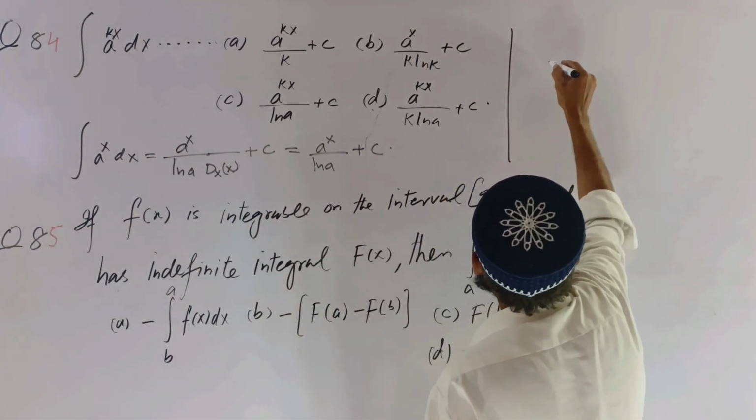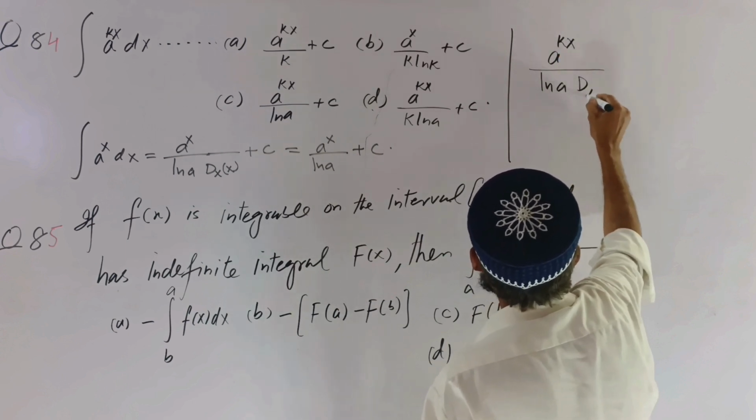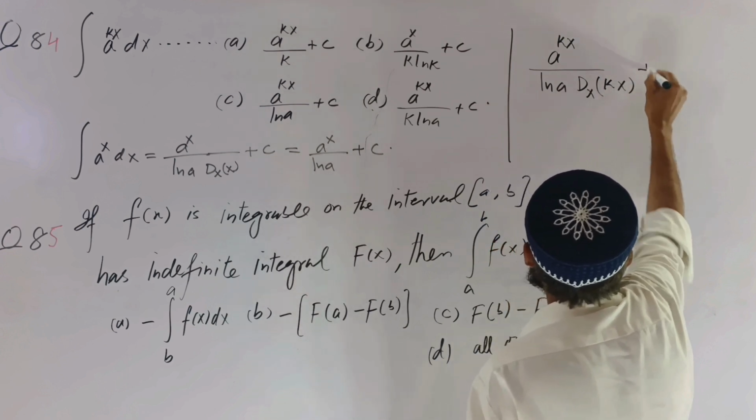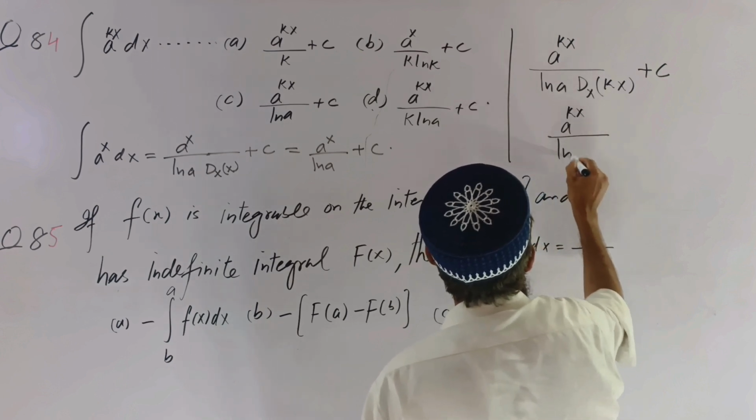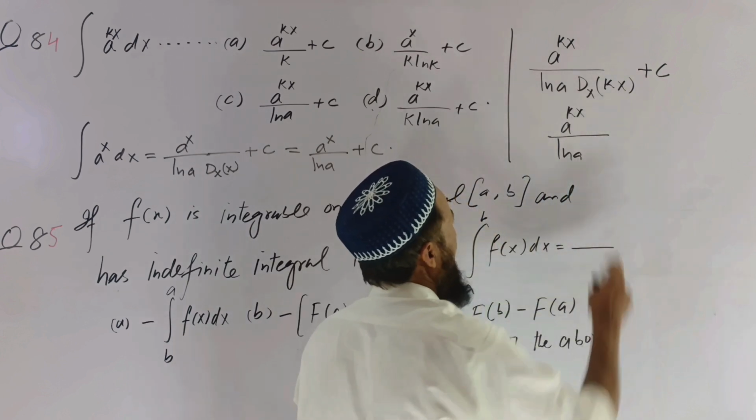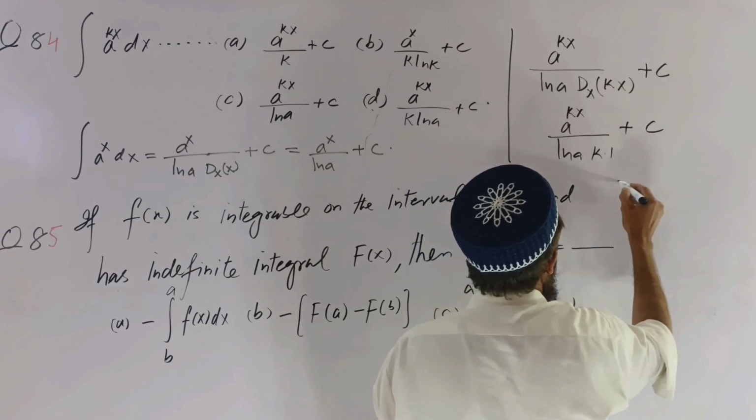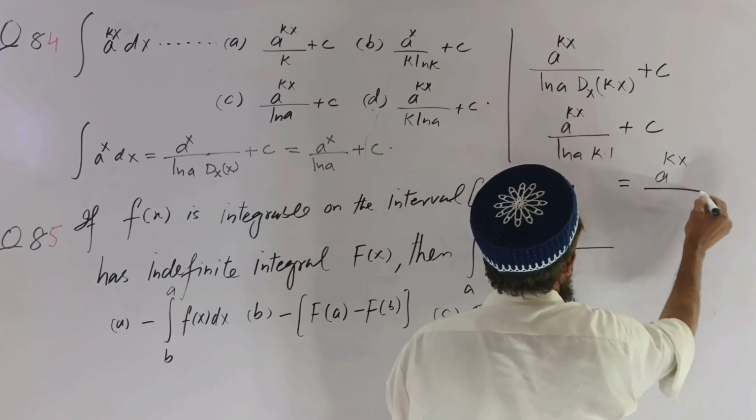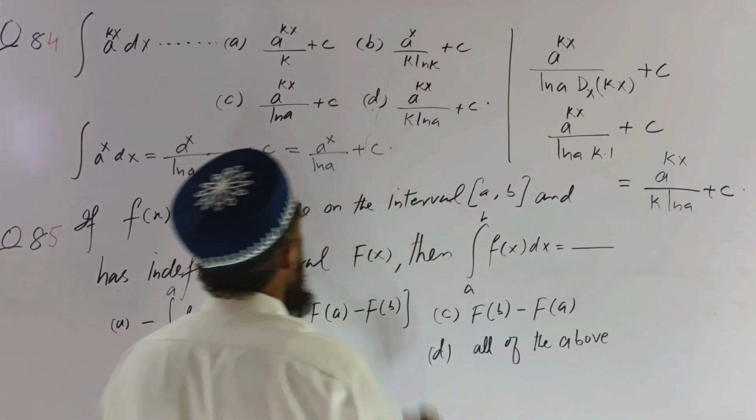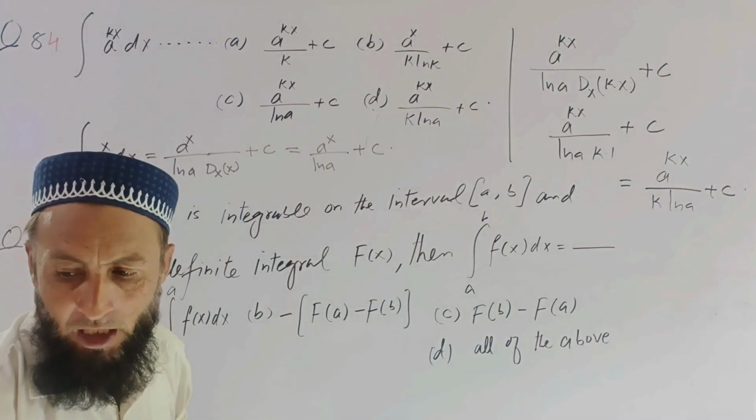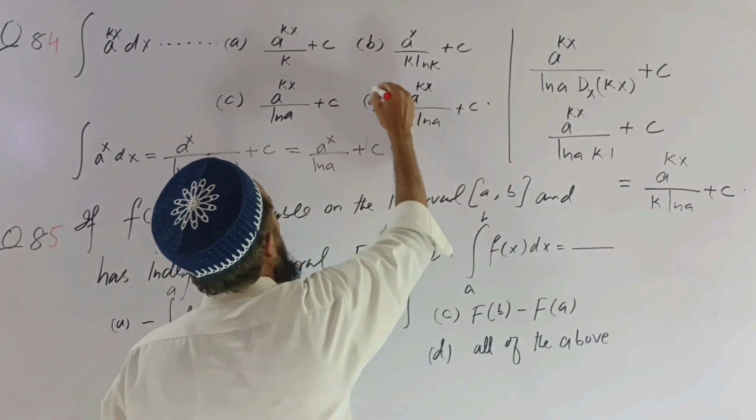Look here, integration of a power kx is a power kx divided by log of a and the derivative of kx, plus c. The derivative of kx is k times 1, since k is constant. So we can write a power kx over k log of a, plus c. Now we check the options here. D is the correct option.